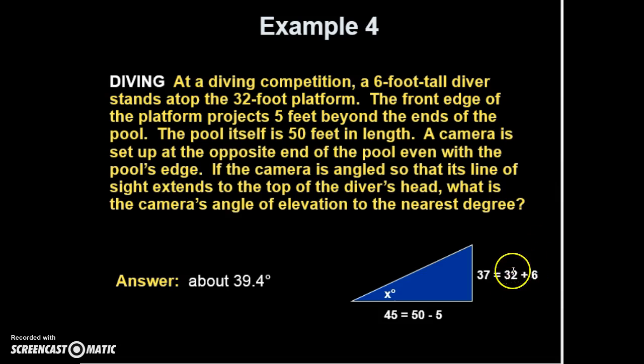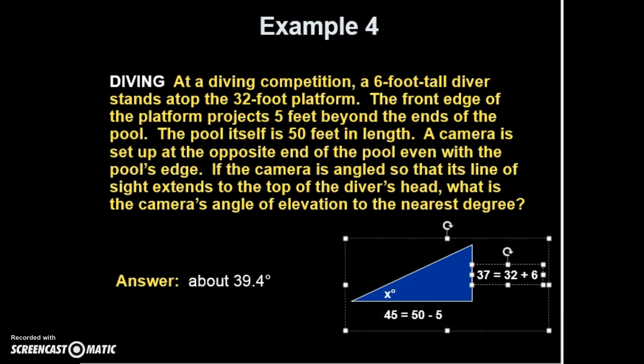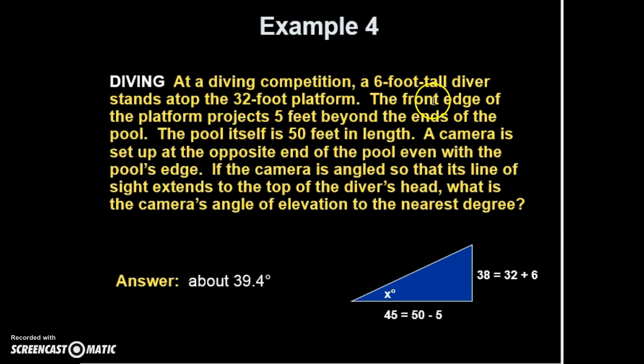At a diving competition, a 6-foot tall diver stands atop a 32-foot platform. So 32 feet plus 6 is not 37, it's 38. The front edge of the platform projects 5 feet beyond the ends of the pool. The pool itself is 50 feet in length, so we take that 50 feet and subtract 5 feet, because the platform is 5 feet over in this direction. A camera is set up at the opposite end of the pool, even with the pool's edge.